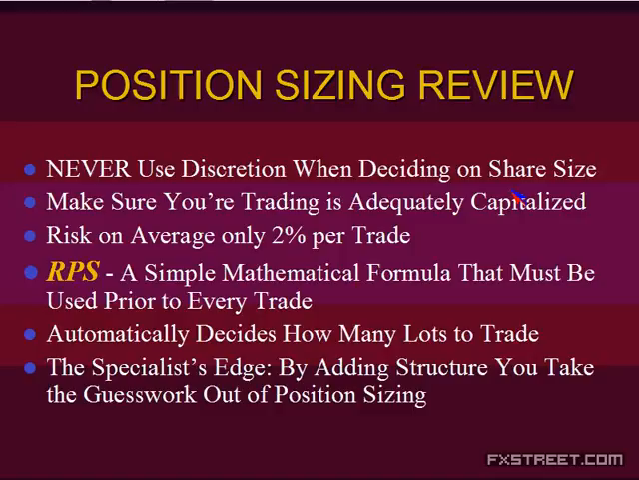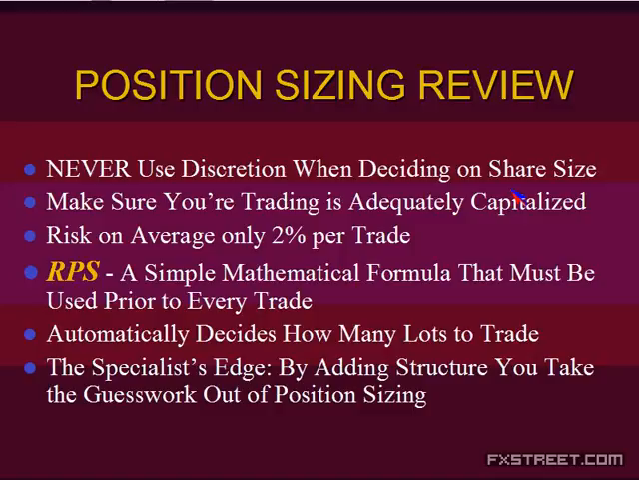As a benchmark, risk only on average 2% per trade. That's it. You can maybe go at the highest 3%. To really be conservative, try only 1%. All right? The RPS method is a simple mathematical formula that must be used prior to every trade. Why? Because it automatically decides how many lots to trade. Our edge here, which I'm trying to teach you today, is to add structure to your trading so that you can take the guesswork out.